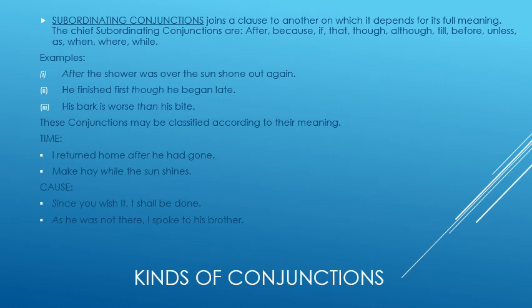Subordinating conjunctions join a clause to another on which it depends for its full meaning. The chief subordinating conjunctions are after, because, if, that, though, although, till, before, unless, as, when, where, why. For example, after the shower was over, the sun shone out again. He finished first, though he began late. His bark is worse than his bite.